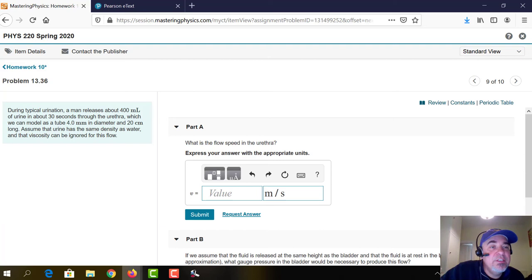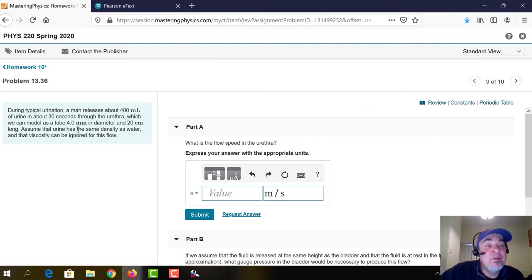Okay, so during typical urination, a man releases 400 milliliters of urine. Okay, that's a perfectly good unit. It's just not an SI unit, so you'll have to turn that into cubic meters. It'll be a really small amount of cubic meters in 30 seconds. So that's really the volume flow rate, 400 milliliters in 30 seconds, but just make sure that you put that into SI units. Convert milliliters into cubic meters. You'll have to look up the conversion factor. Here's a nice place to start this review section here.